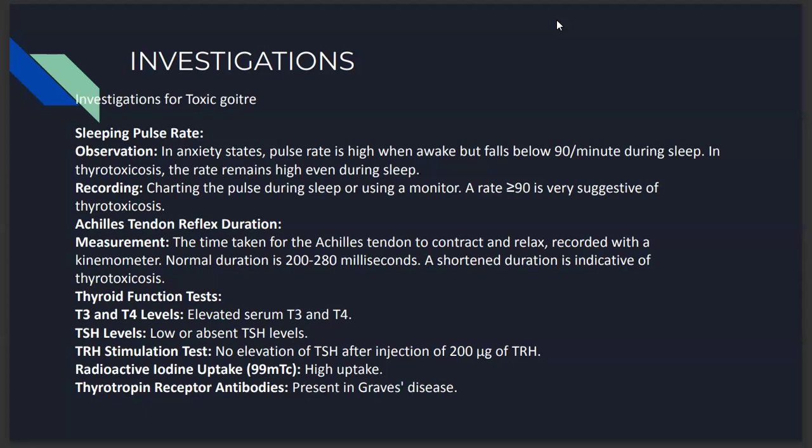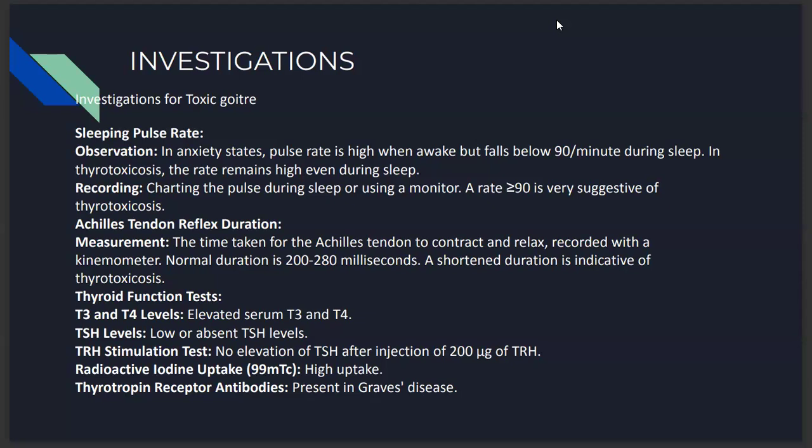In an anxiety state, the pulse rate is high when awake, but falls below 90 per minute during sleep. In thyrotoxicosis, the rate remains high even during sleep. Charting the pulse during sleep or using a monitor, a rate greater than or equal to 90 is very suggestive of thyrotoxicosis.